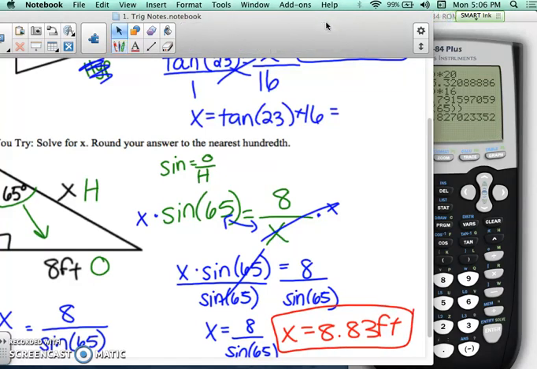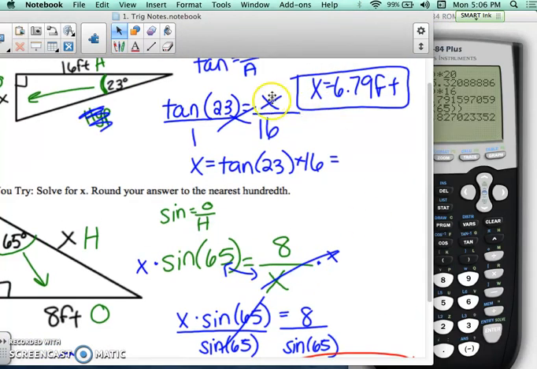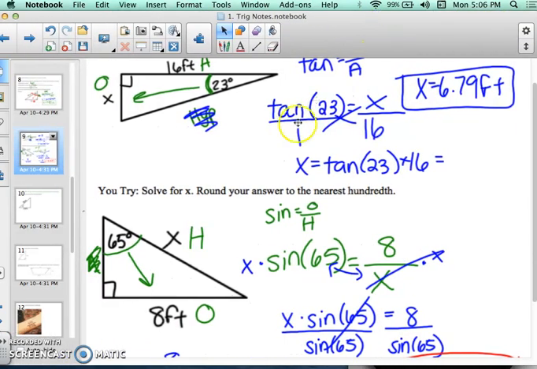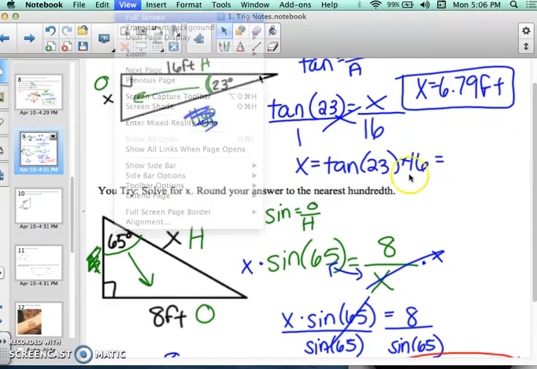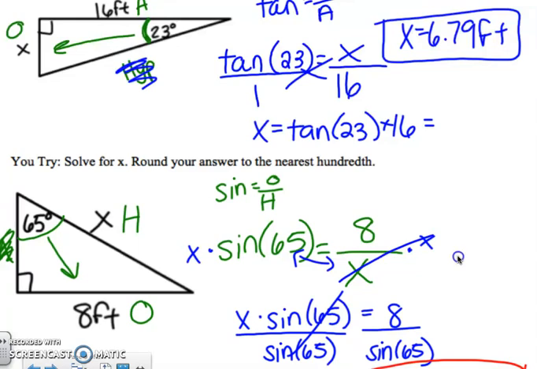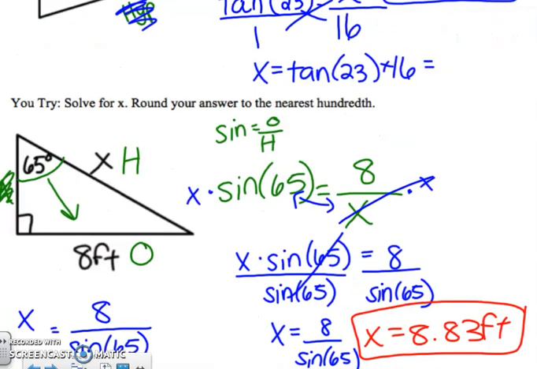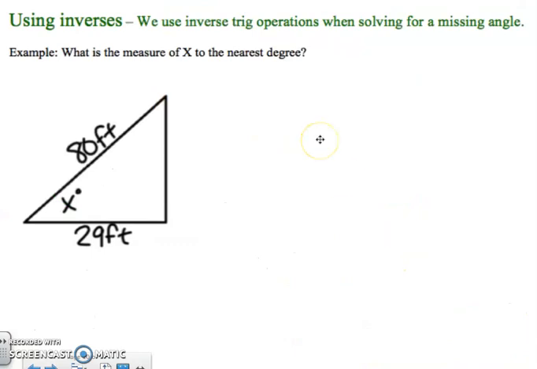Okay. So those are the two options you can encounter. You can have an x up high, cross multiply. You can have an x down low, switch it. Okay. So those are the two options you will run into when solving for a missing side in a right triangle. Okay. Now, let's move on to inverses.